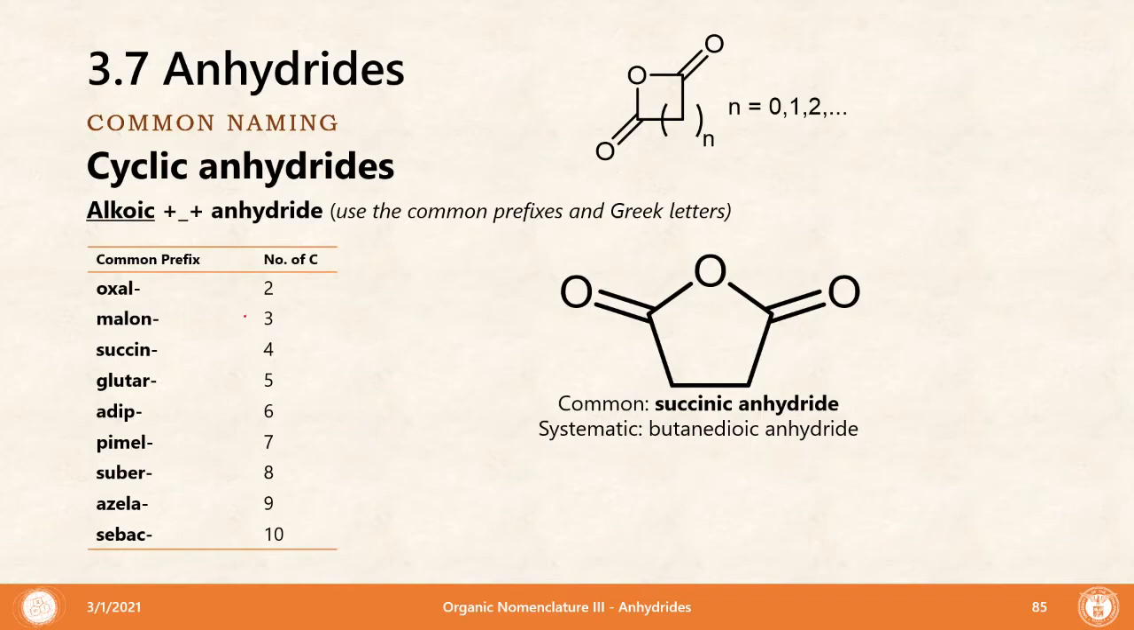Cyclic anhydrides also use the same common prefixes as dialdehydes. So we use the oxal, malon, succin, glutar prefixes in order to note how many carbons are in this anhydride. When we use these prefixes for common anhydrides, they are assumed to be cyclic anhydrides. So we use the acid prefix, space, anhydride. So here we have succinic anhydride because it has 1, 2, 3, and 4 carbons. So here, 4-carbon succinic anhydride.